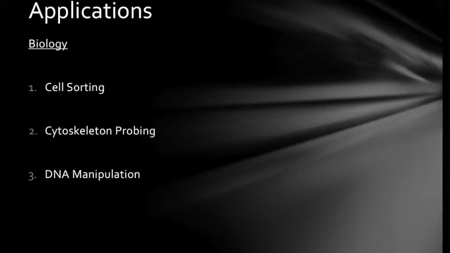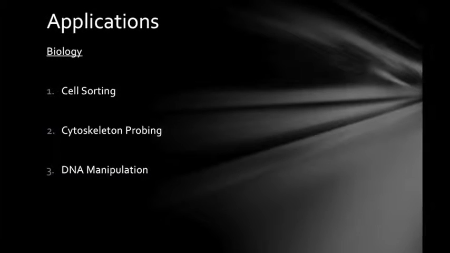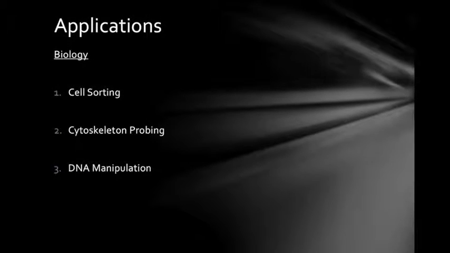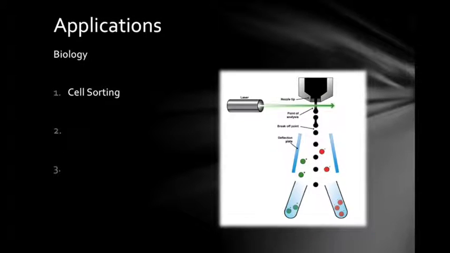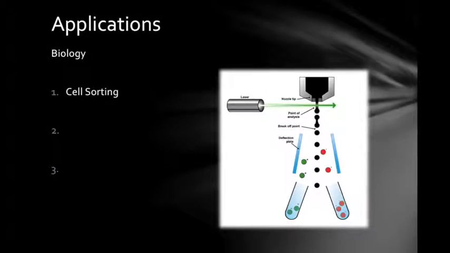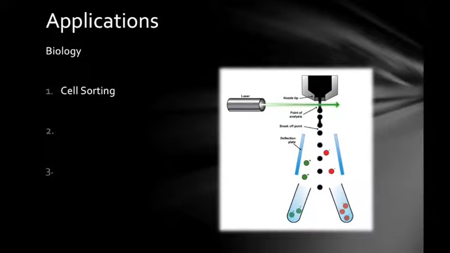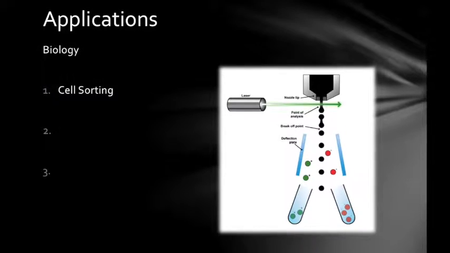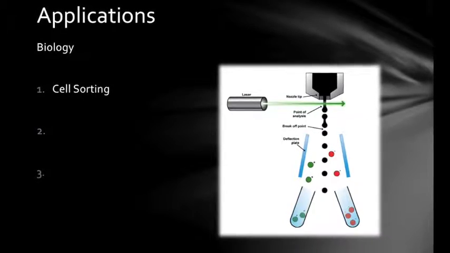In the fields of biology, optical tweezers contribute greatly in the studies of cell sorting, cytoskeleton probing, and DNA manipulation. Cell sorting is when a population of cells are divided into smaller groups based on internal or external target molecules. This process has a very high recovery rate, which is very important for future physiological applications. The target cells can be moved by optical tweezers in a non-invasive manner.